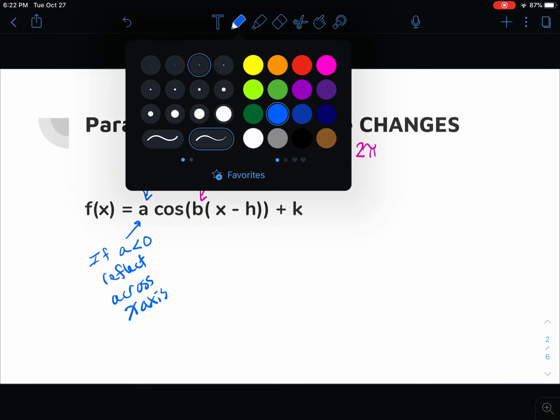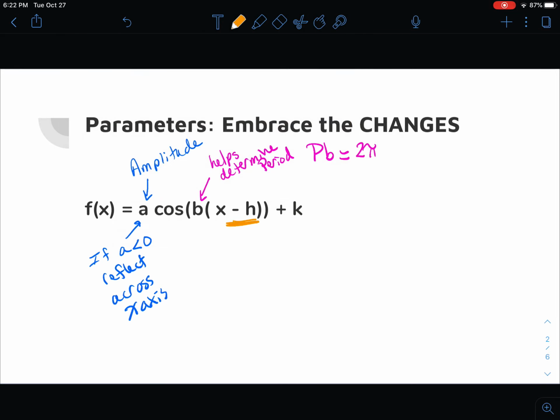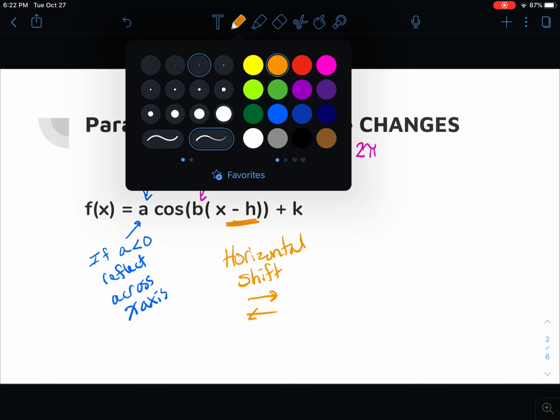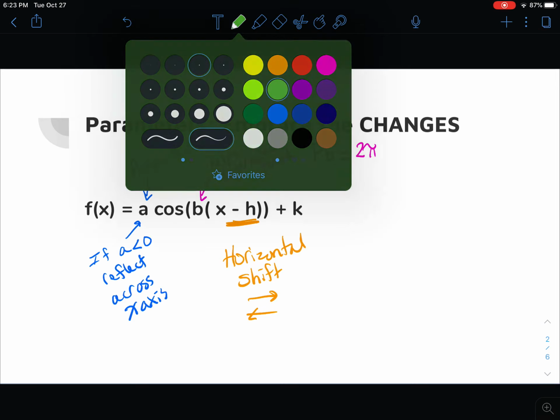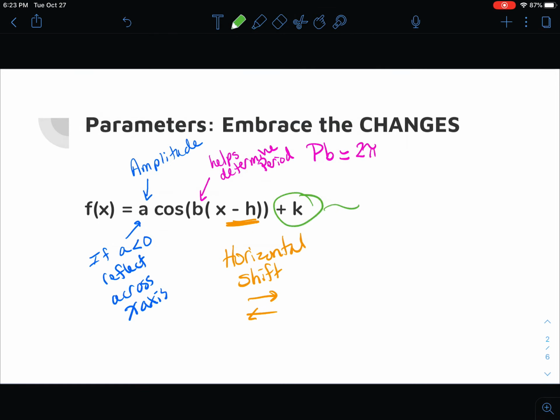Okay, let's take a look here at H. This is the horizontal shift. It moves our graph to the right or to the left, a value of H. And then, let me get a different color here, let's go green, our K value is going to be a vertical shift. That moves us up or down. Knowing all these things is going to help us when we're actually graphing.